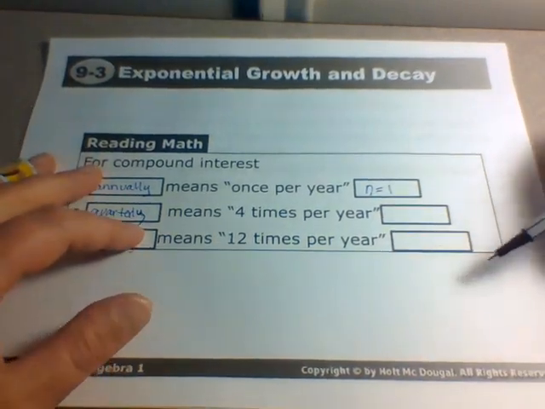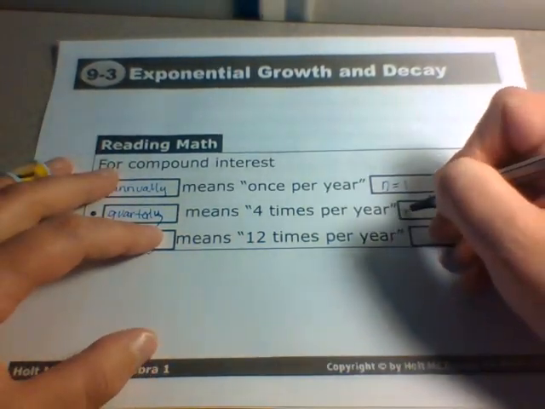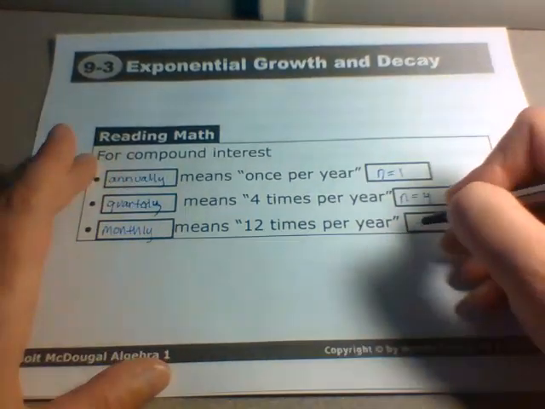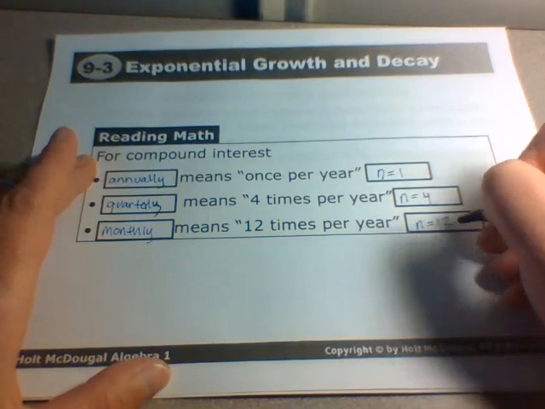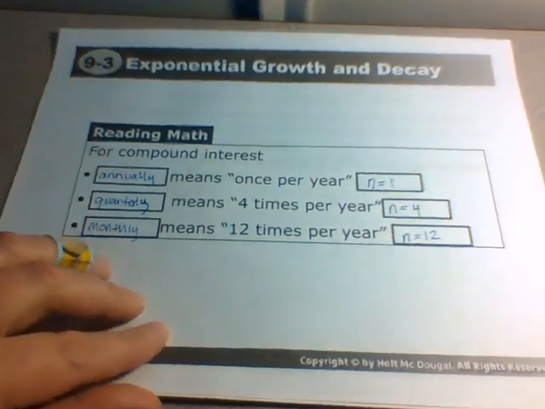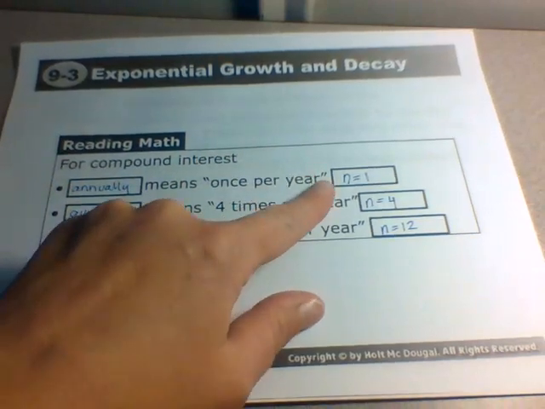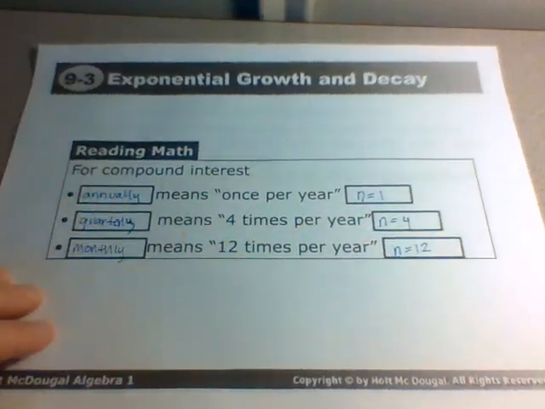So then we have quarterly, and that means it's going to happen 4 times per year, so our N would be 4. Monthly would make our N 12. We could have daily for 365, but the idea is that that key word is going to transfer into a number of times per year.